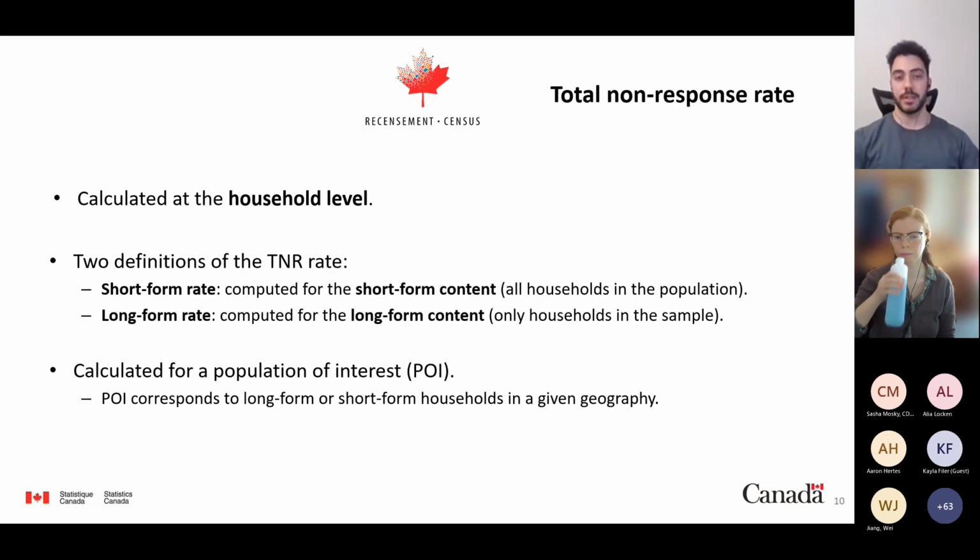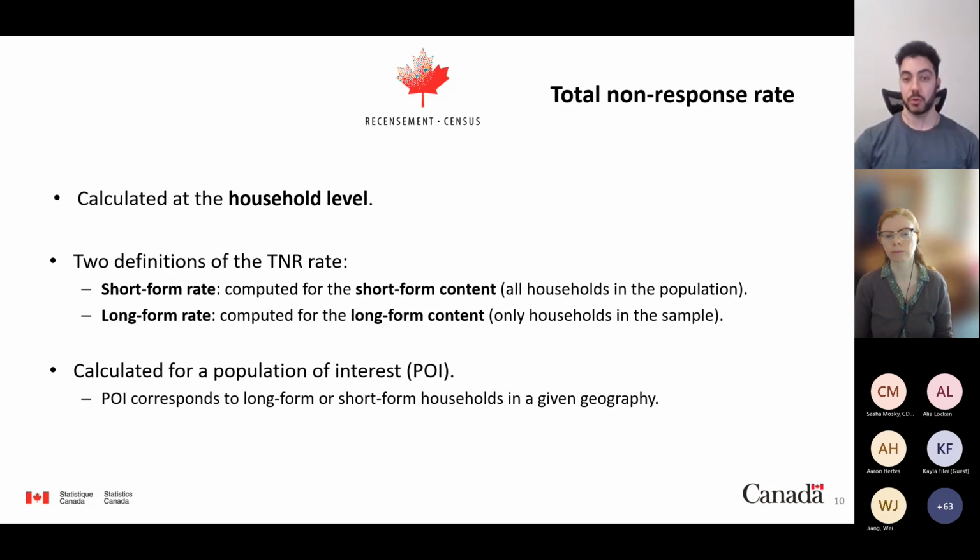The TNR rate is calculated at the household level, and we have two definitions of the TNR rate. The short form rate, which is computed for short form content, and the long form rate, which is computed for long form content. The TNR rates are calculated for a POI, or population of interest. And a POI simply corresponds to a set of either long form or short form households that are in a given geography.